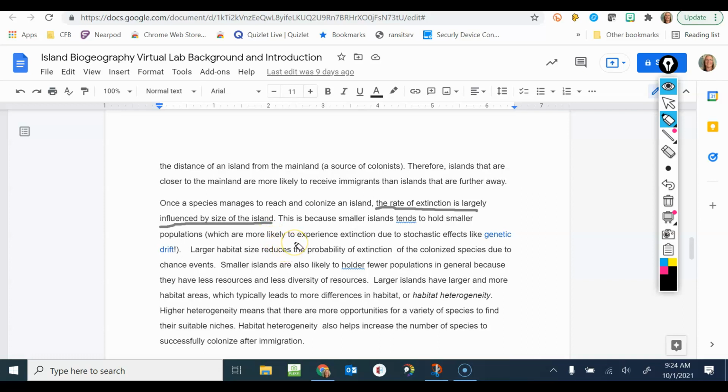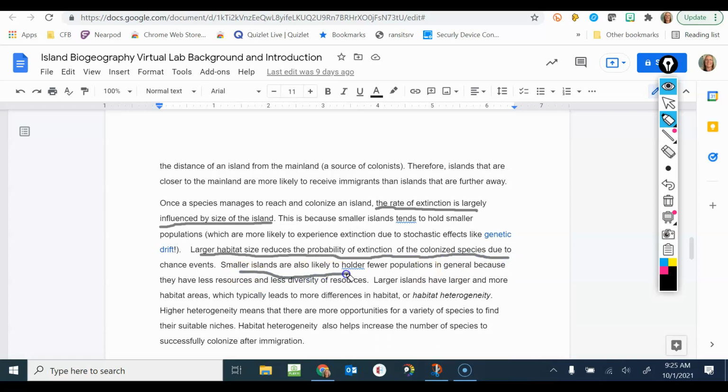So this extinction can happen in many different ways. One of them is genetic drift. In other words, there are anthropogenic and non-anthropogenic reasons, so human interactions versus non-human interactions. Smaller islands hold fewer populations, and in general, they are easier to cause to become extinct. Larger islands have more and more habitat areas, generally giving species a greater chance to not become extinct. So larger habitat size reduces the probability of extinction of the colonized species.